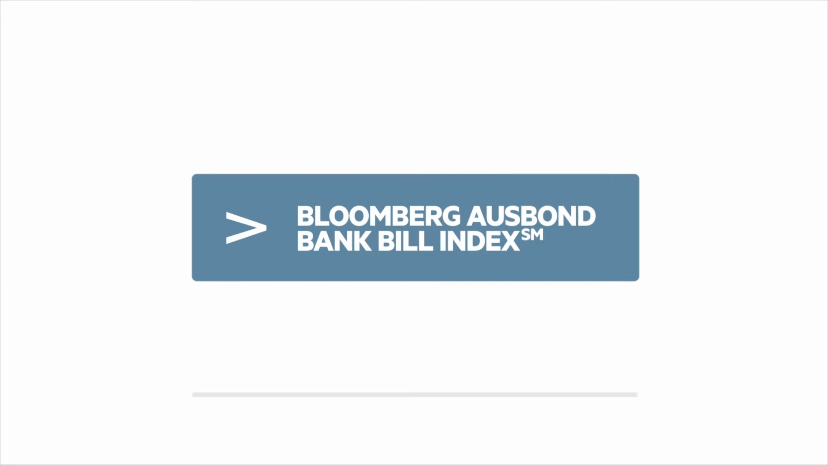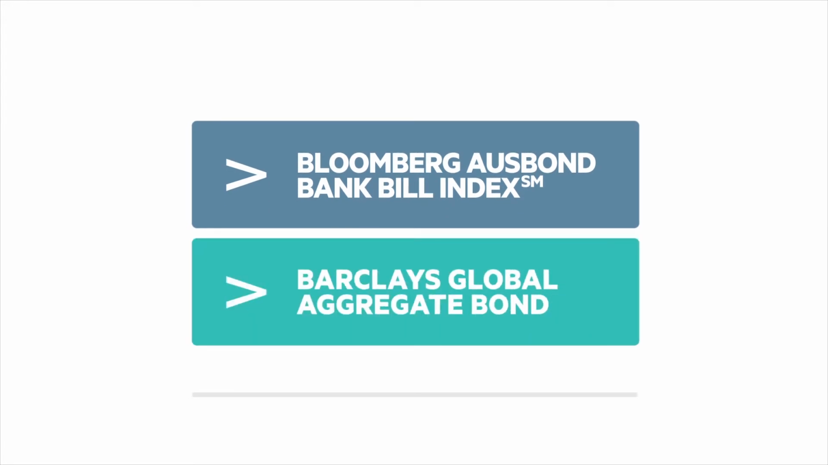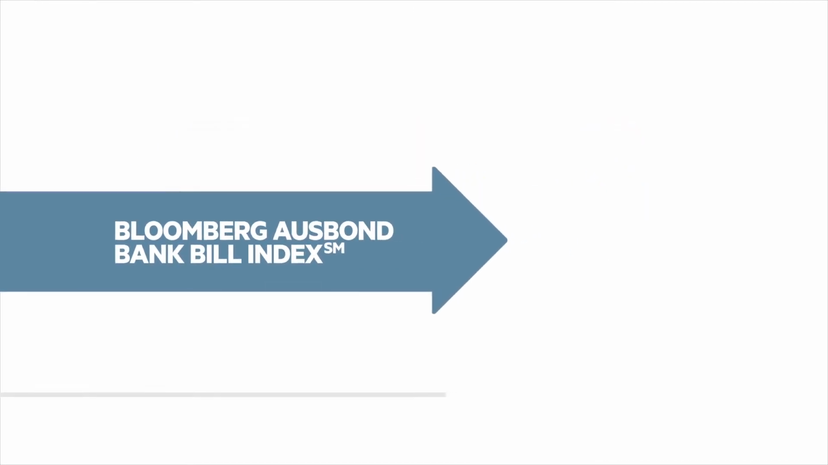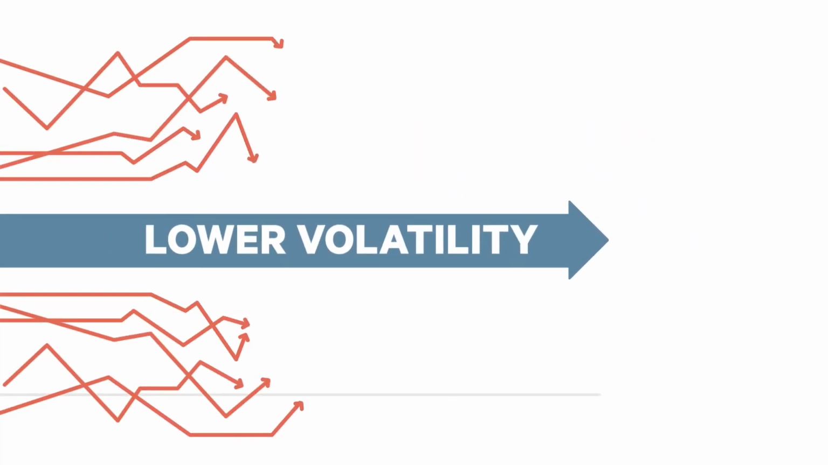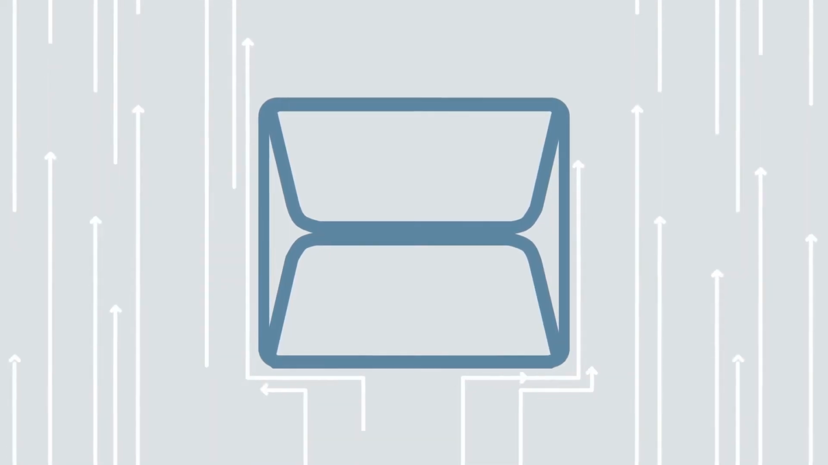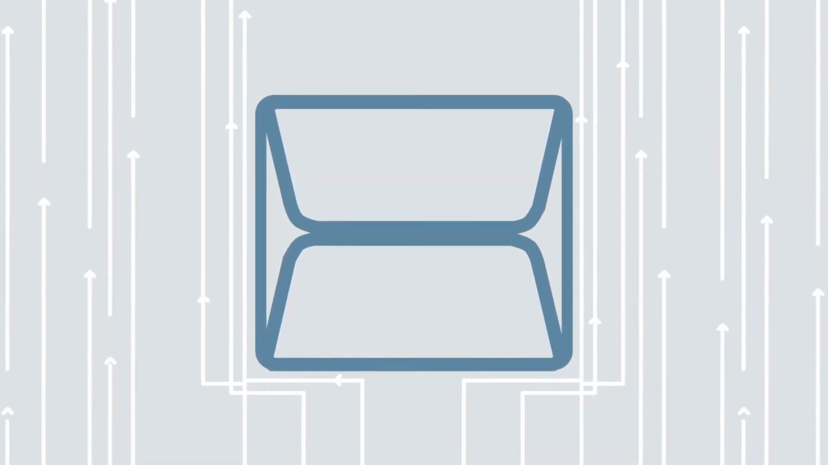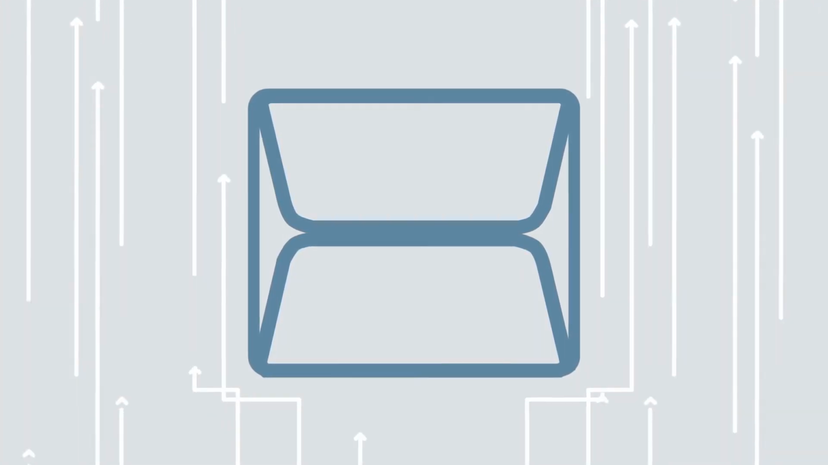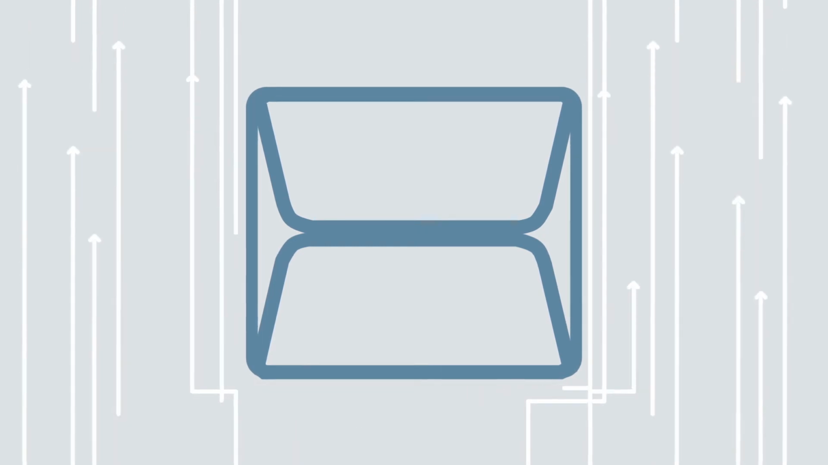Using a benchmark like the Bloomberg Ausbond Bank Bill Index, rather than traditional fixed interest benchmarks like the Barclays Global Aggregate Bond Index, also offers potential benefits such as a low-risk starting point, lower volatility, and greater flexibility to access money market instruments, as well as fixed interest assets. In short, it may offer your clients an attractive option that could assist in reducing the risk of capital losses during periods of rising interest rates, while focusing on the returns that fixed interest can generate.